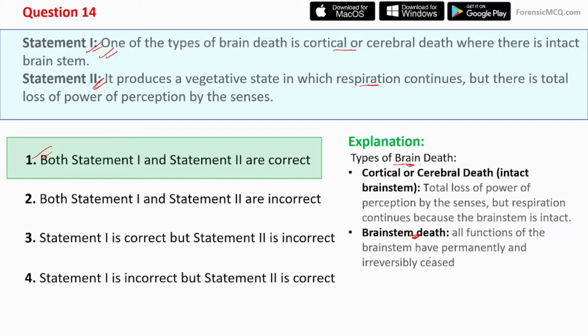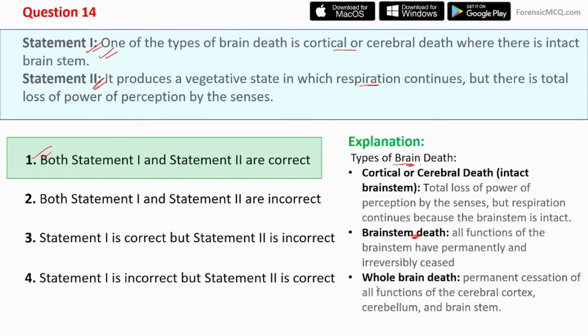One of the popular methods used to diagnose brainstem death is the apnea test. In the apnea test, a person is disconnected from the mechanical ventilator for a short period of time, and if there is no attempt to breathe spontaneously, then the person is diagnosed as brain dead. After that, the third is the whole brain death, in which there is permanent cessation of all functions of the cerebral cortex, cerebrum, and brain stem. So these are the three types of brain death.